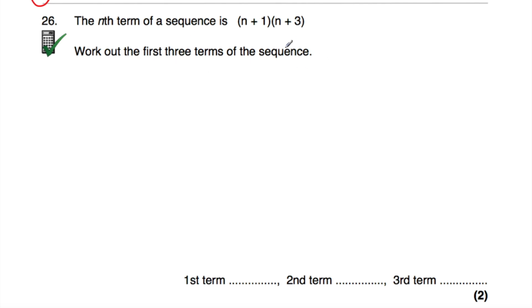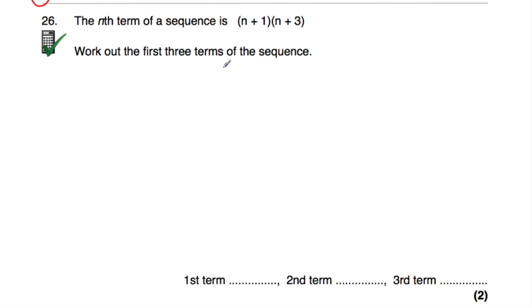So there was another question a bit like this earlier where we had a quadratic sequence. This isn't a linear sequence, this n plus 1, n plus 3, because what this means is we've got n plus 1 multiplied by n plus 3. When you've got two brackets beside each other, it means you're timesing them together. And so this sequence, whenever you work out the terms in the sequence, you'll see that it's not getting bigger by the same amount each time.